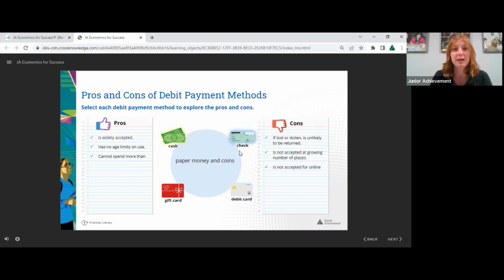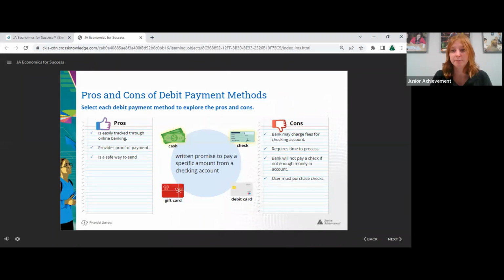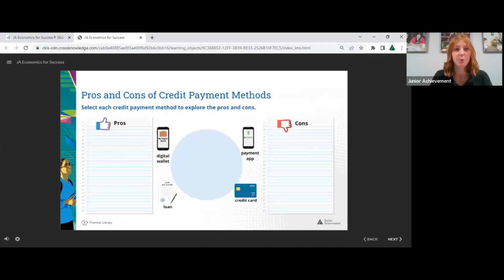When we've talked about cash, I'm going to go to the check and just click on it. Again, in the middle will be the definition. Then it's going to have some pros pop up and some cons pop up. We're going to do the same with gift card and debit card. Then we're going to talk a little bit about debit payment methods. Then we're going to do the exact same thing, a deep dive into credit payment methods.